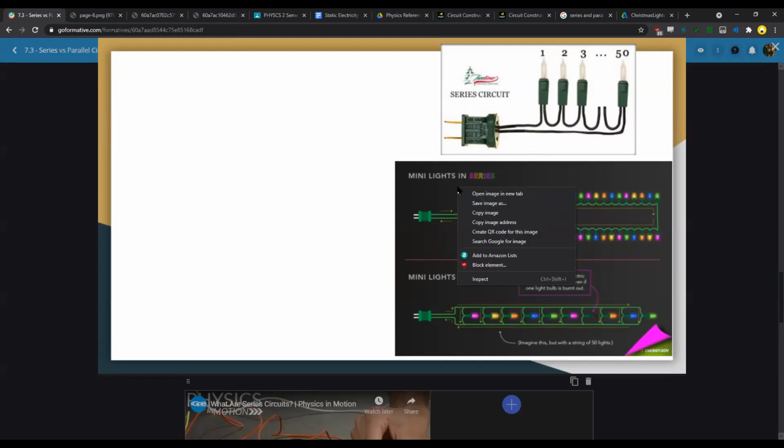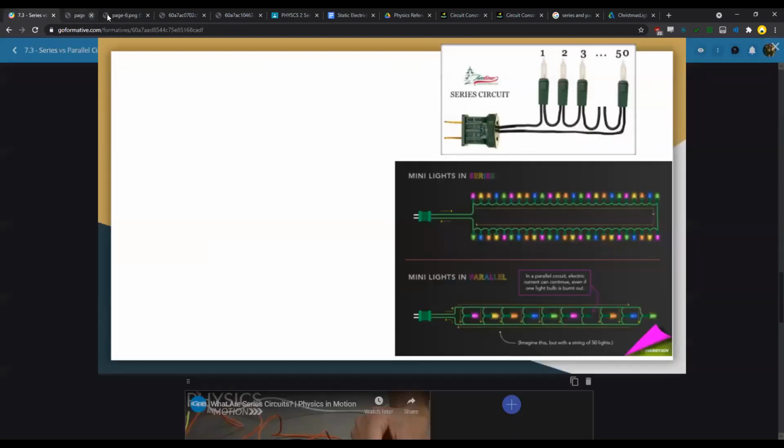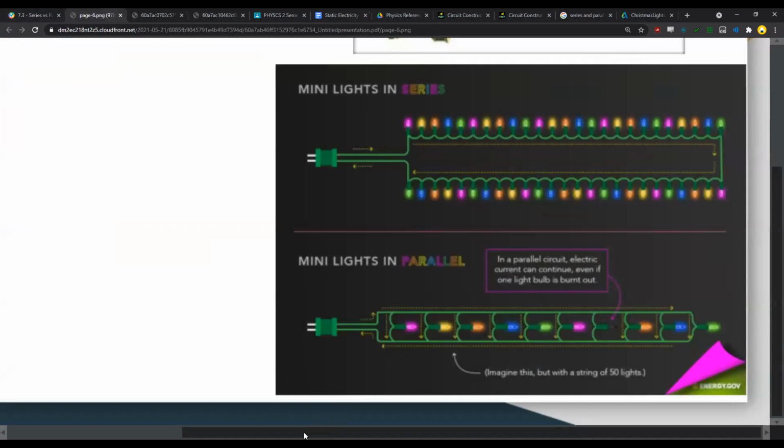What do you think is one advantage in having circuits connected in series over circuits connected in parallel? It's not an aesthetic reason, it's a practical reason. It's not whether or not something looks better. It's actually a practical reason.